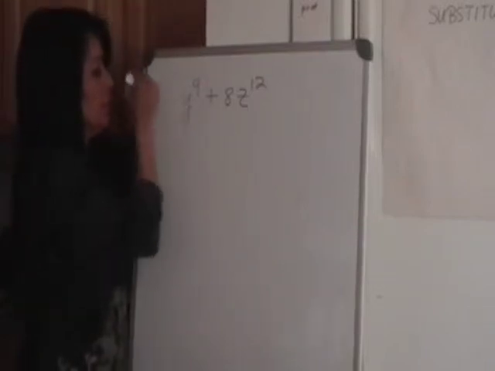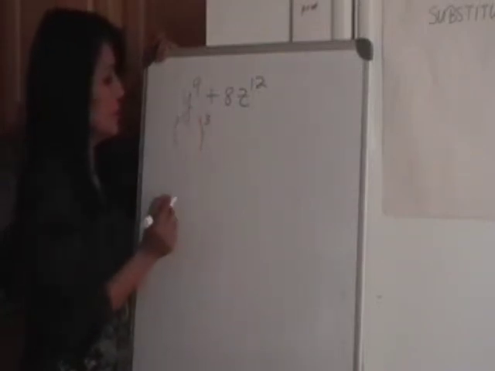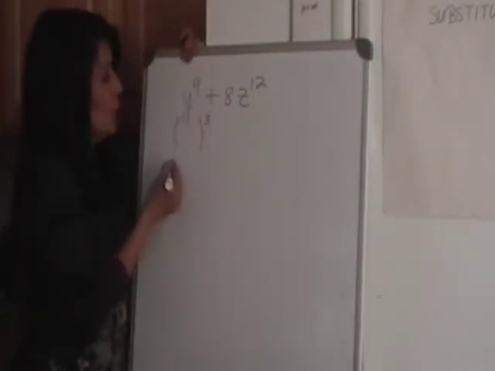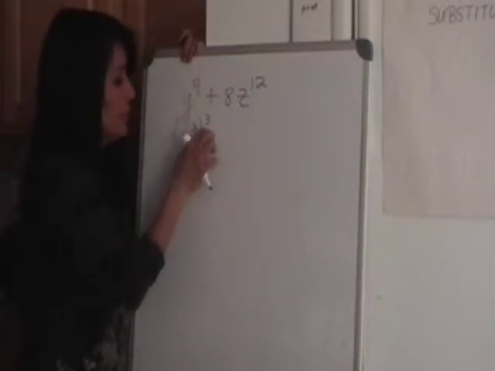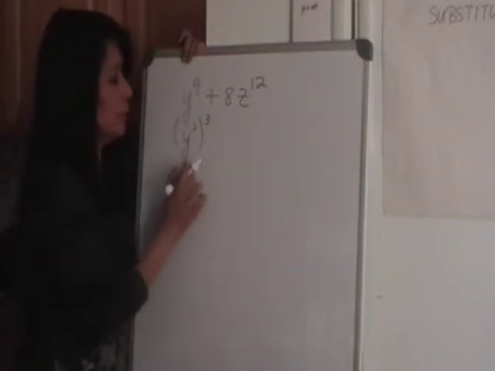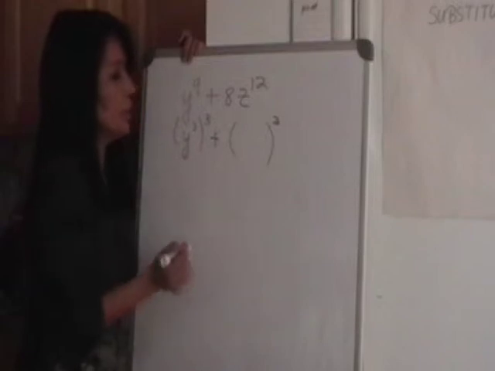So let's see if that works, okay? So y to the 9th, how can we write it as something cubed? So y to the 9th is really y to the 3rd and then raise that to the 3rd, so 3 times 3 is 9. Okay, so you have a cube. Now how can we write 8z to the 12th as something cubed?